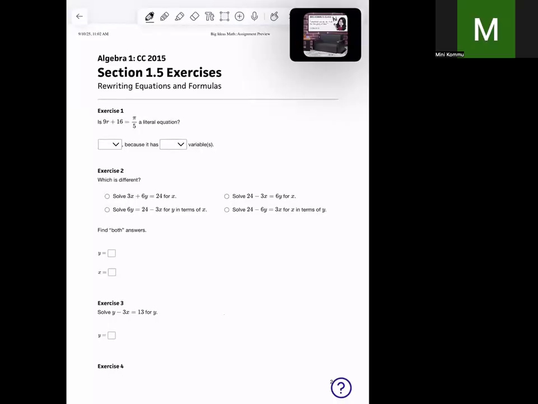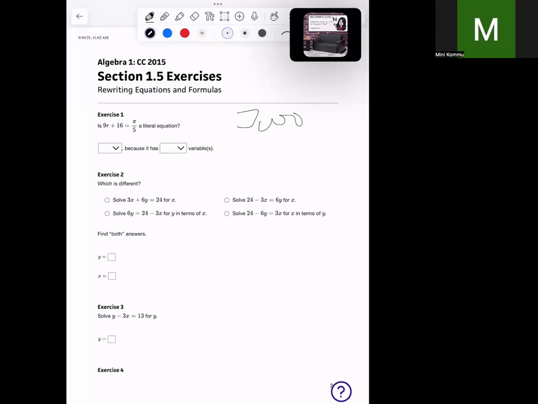So we are in section 1.5 in Big Ideas Math, and we are talking about literal equations. So what is a literal equation? A literal equation is an equation where there are two or more variables. I don't have a stylus right now, so I'm using my big fat finger, so just bear with me. A literal equation is an equation which has two or more variables. So is this a literal equation? What do you guys think? I can't hear you. Oh, wait, this is a Zoom call.